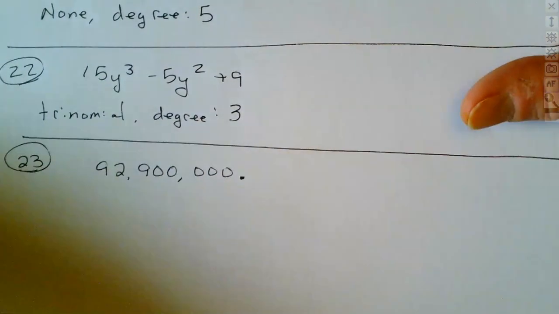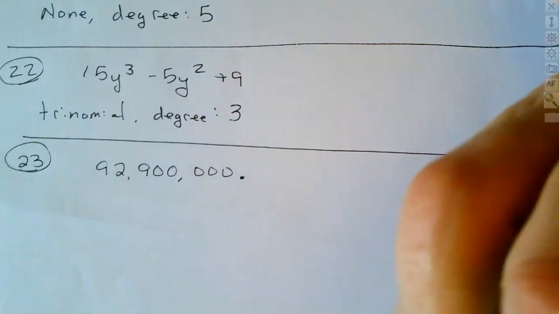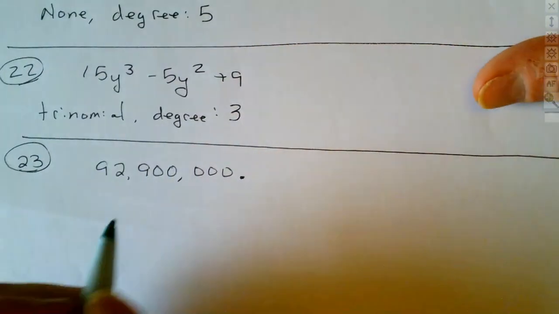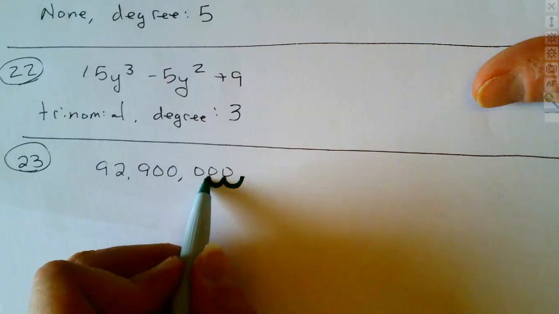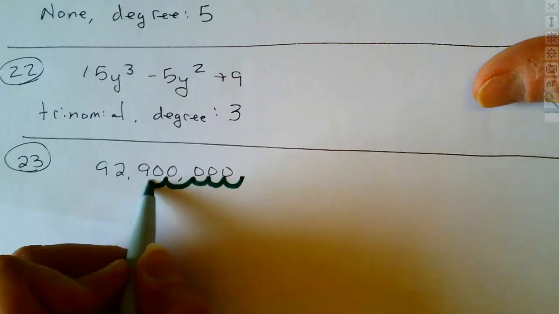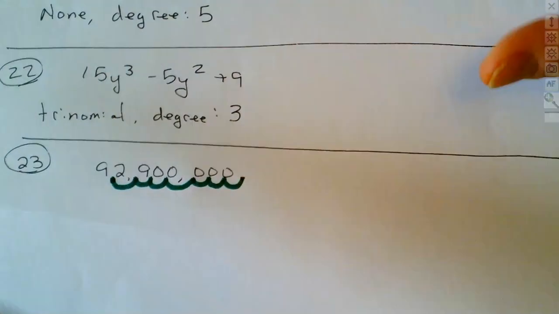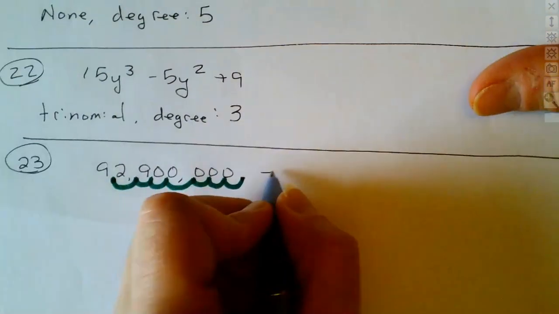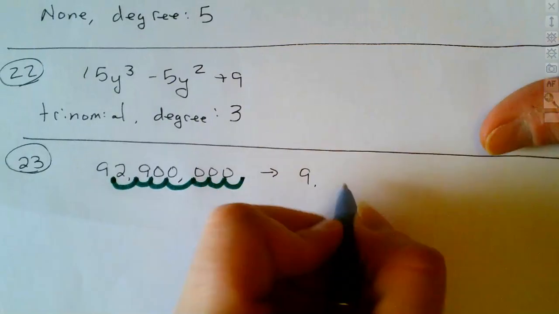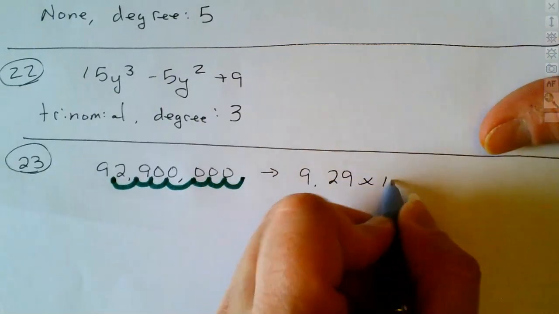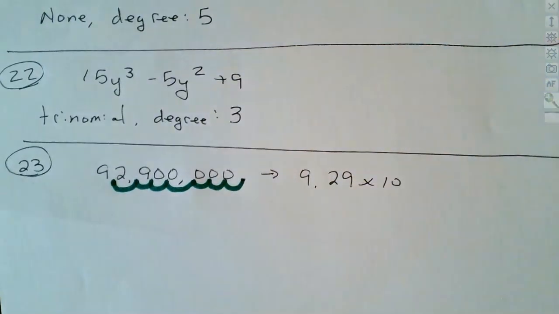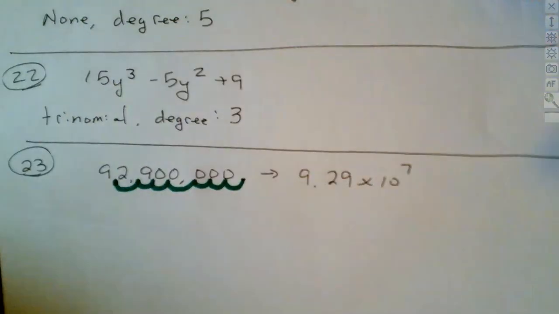We start back here. What do we want? We want 1 digit and then the decimal point. So 1, 2, 3, 4, 5, 6, 7. So rewriting it, that would then be 9.29, and we moved it 7 places over. So it's going to be 9.29 times 10 to the 7th power.